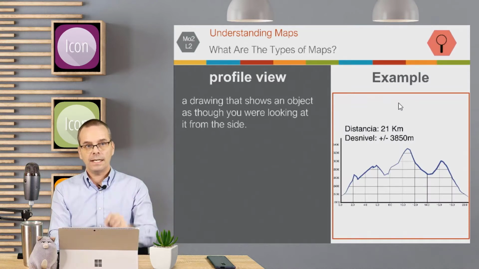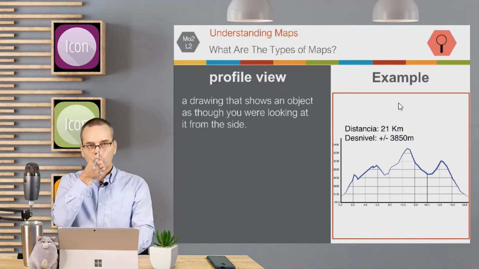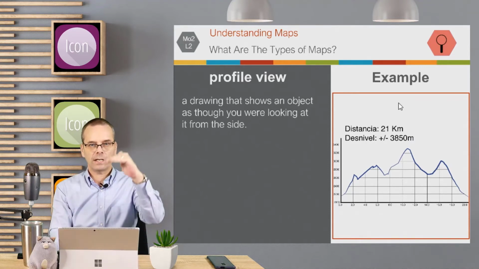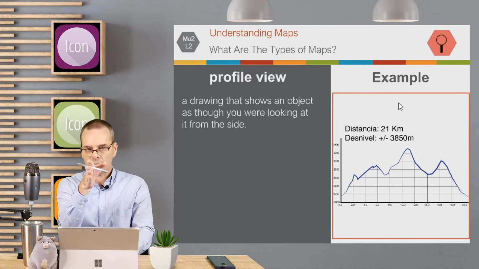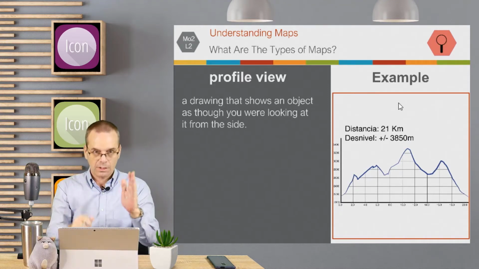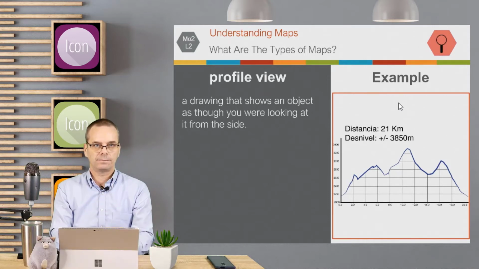Profile view is a drawing that shows as if you were looking at it from the side, and it's usually about elevation, etc. So it's like a cross section and you're looking at it from the side. So map view is from above, profile view is from the side.